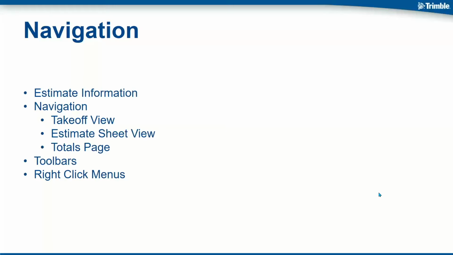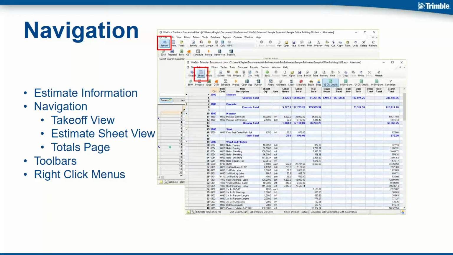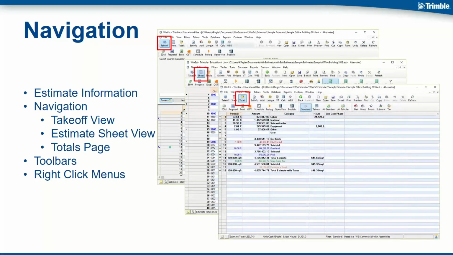Okay, let's talk a little bit about the software now. I'm going to introduce the concept of navigation. The way we navigate through the system, it's a Windows-based application. I should have noted that at the beginning. The three main views that we're going to go through are the takeoff view, the estimate sheet view, and the totals page view. Okay, so I'll walk you through each of those three views and what they're for.